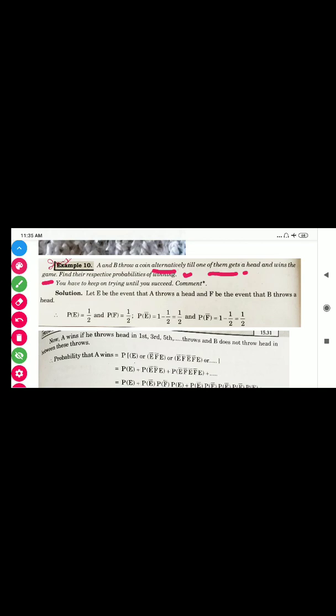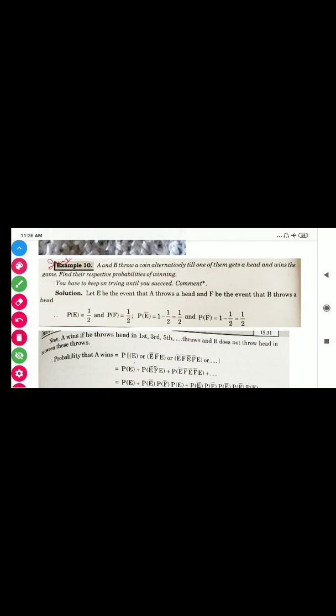That means we have to find the probability of winning. We will make A win first and after that B. So let E be the event that A throws a head and F be the event that B throws a head, because the person getting a head wins the game. So here the probability of getting a head is 1 over 2, and in the same way for B, the probability of getting a head is 1 over 2 and its complement is the same, 1 over 2.